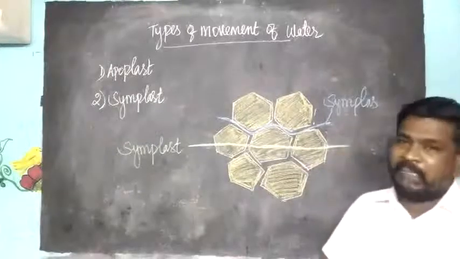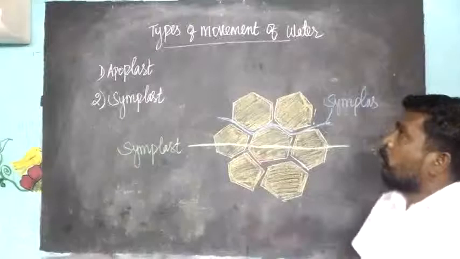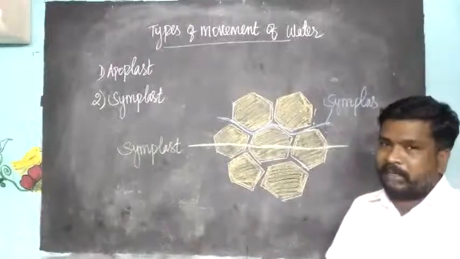That is a symplast pathway. These are the two types of movement of water in plants. Okay.